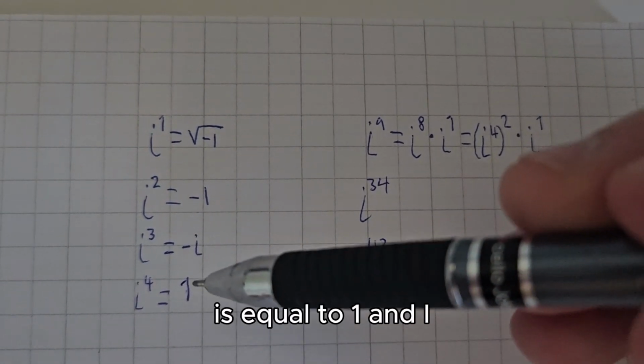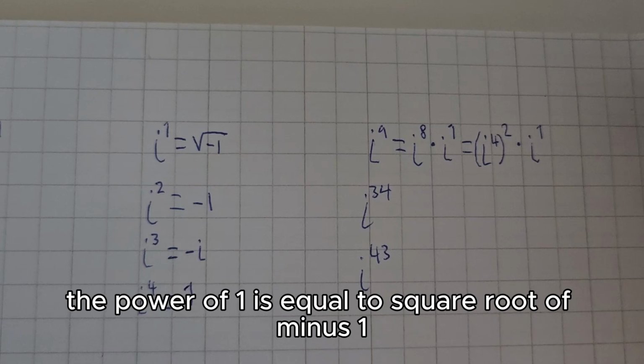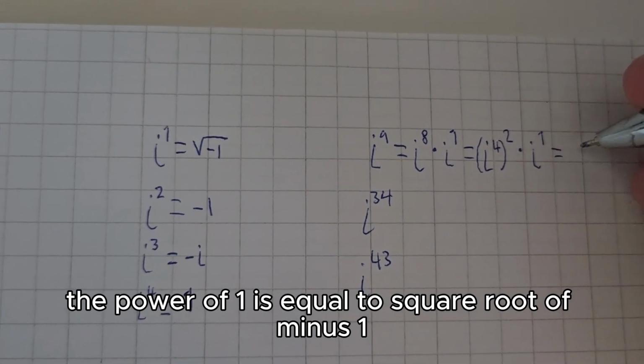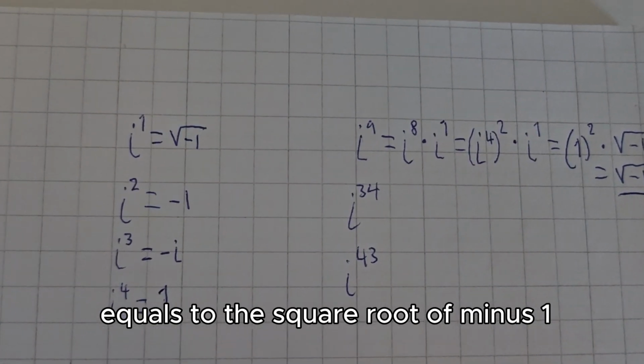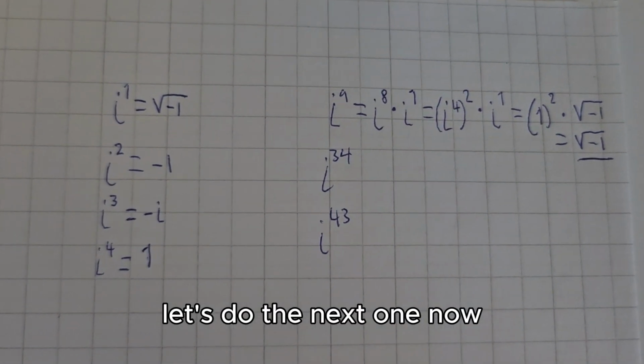i to the power of 4 is equal to 1 and i to the power of 1 is equal to the square root of minus 1. So i to the power of 9 equals the square root of minus 1. Let's do the next one now.